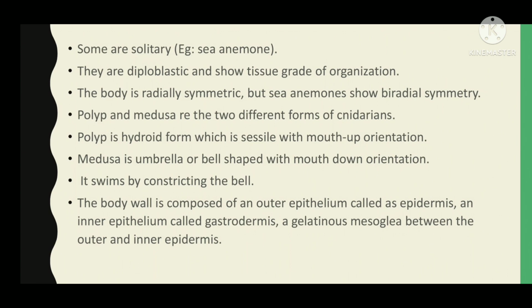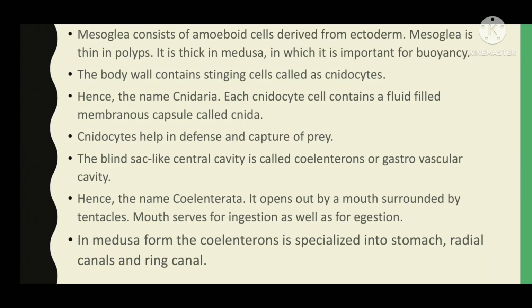The body wall is composed of an outer epithelium called epidermis, an inner epithelium called gastrodermis, and gelatinous mesoglea between the outer and inner layers. Mesoglea consists of amoeboid cells derived from ectoderm. Mesoglea is thin in polyps. It is thick in medusa, in which it is important for buoyancy.